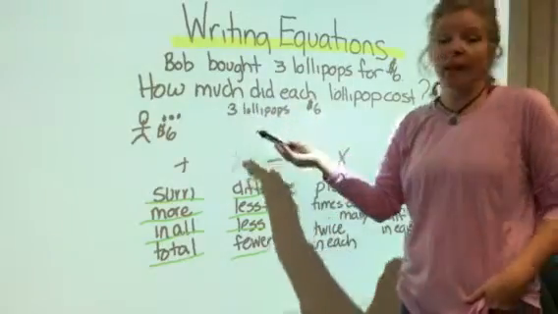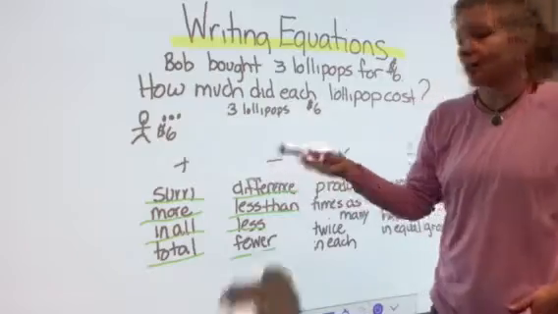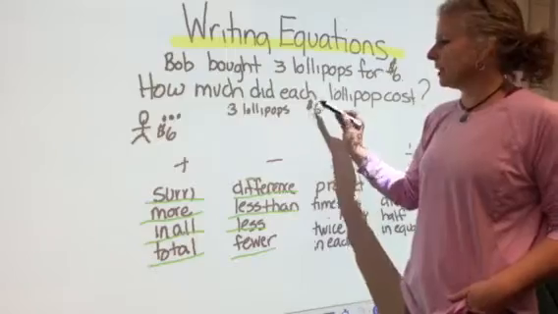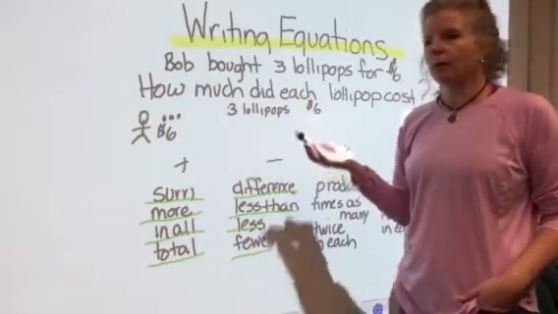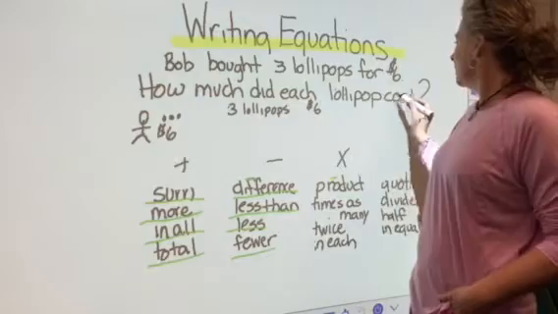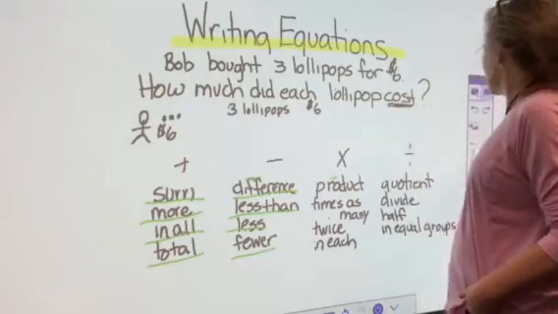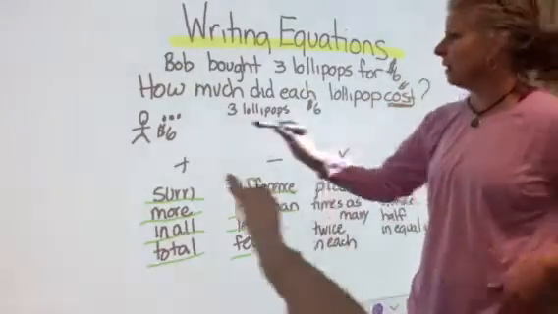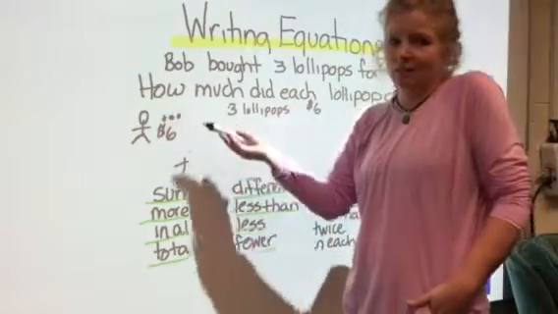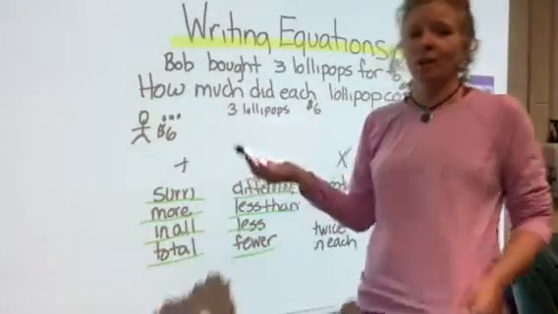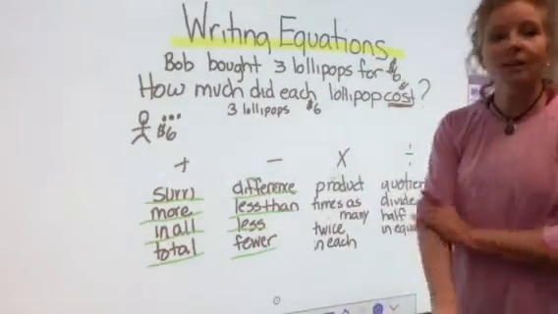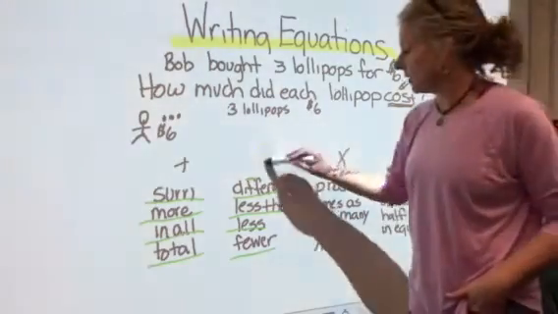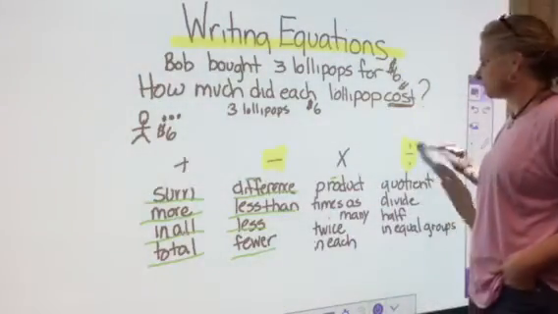So these lollipops can't cost $6, right? Because if they cost $6 each, it'd be 6, 12, 18. That wouldn't make sense. So this number 6 has to get smaller because I want to know how much each one cost. So that means I'm going to end up with a dollar amount. It doesn't make sense that 6 is going to get bigger. 6, 12, 18, no. 7, 14, 21, no, because he only spent $6. So that number 6 has to get smaller. And we talked about operations that make things smaller: subtraction or division.